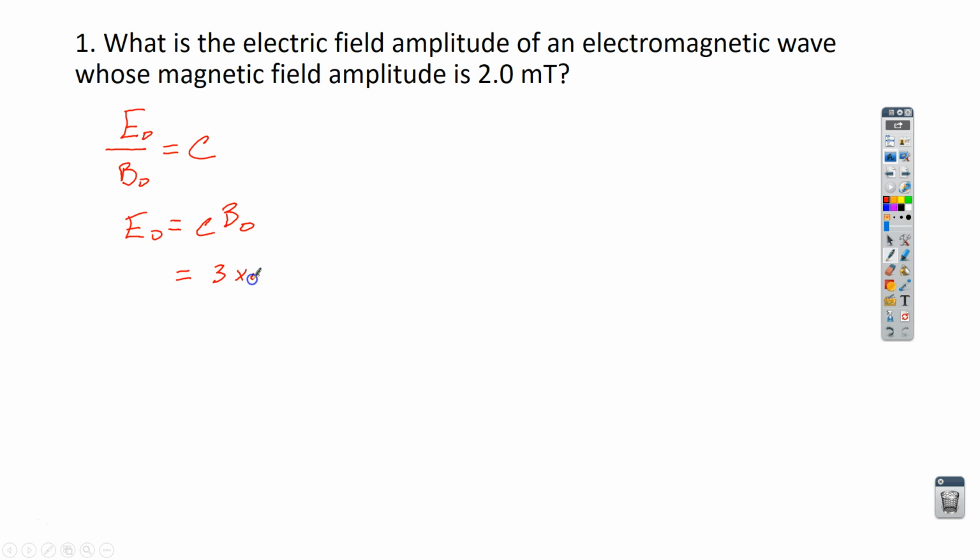Speed of light is 3 times 10 to the 8th meters per second, and we know that this one is 2 times 10 to the negative third teslas. So when you multiply the two together, you should get an electric field strength of 6.0 times 10 to the fifth, and then remember electric field is measured in volts per meter. So a pretty simple problem as long as you know that relationship from the lecture that we did earlier.